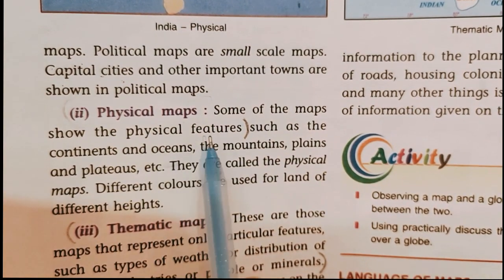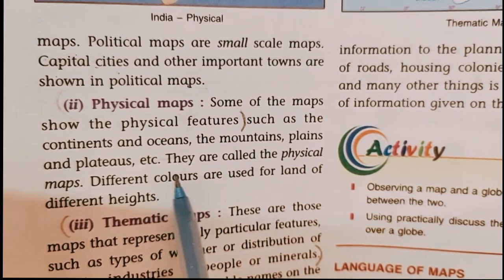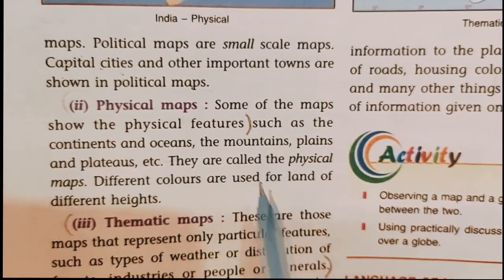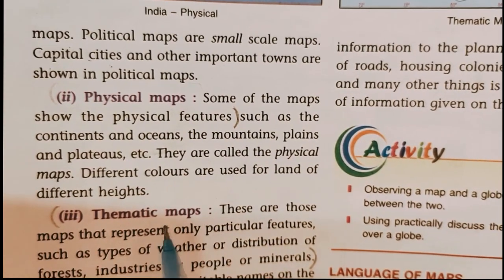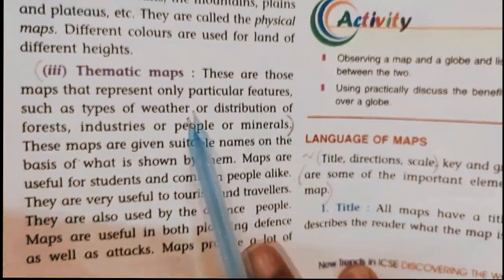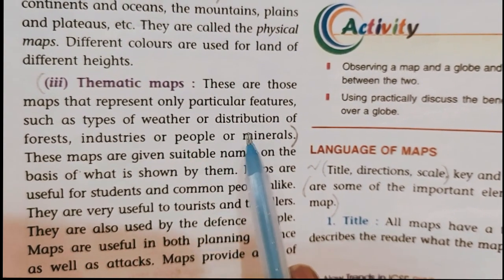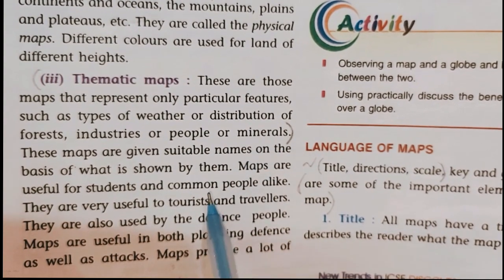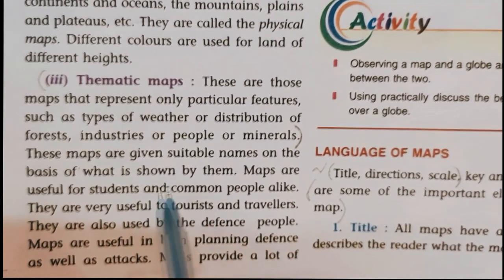Second, physical maps. Some of the maps show the physical features such as the continents and oceans, the mountains, plains and plateaus, etc. They are called the physical maps. Different colors are used for land of different heights. Number 3. Thematic maps. These are those maps that represent only particular features such as types of weather or distribution of forests, industries or people or minerals. These maps are given suitable names on the basis of what is shown by them.